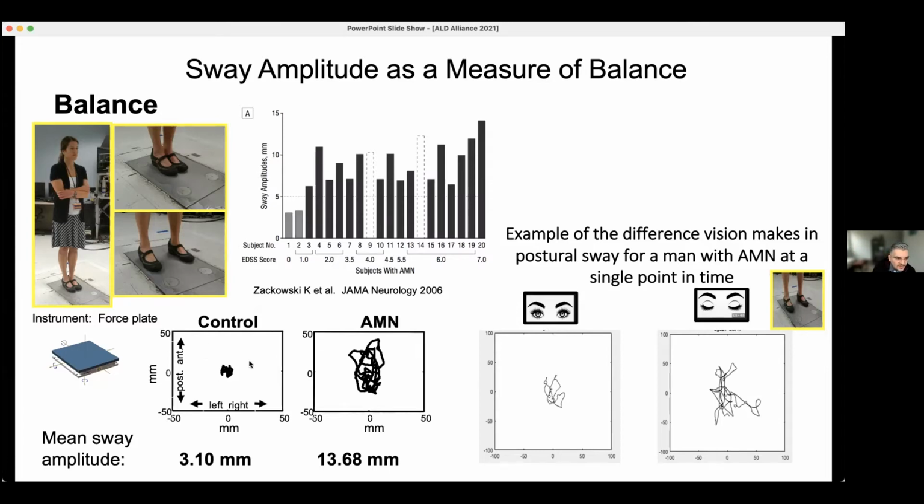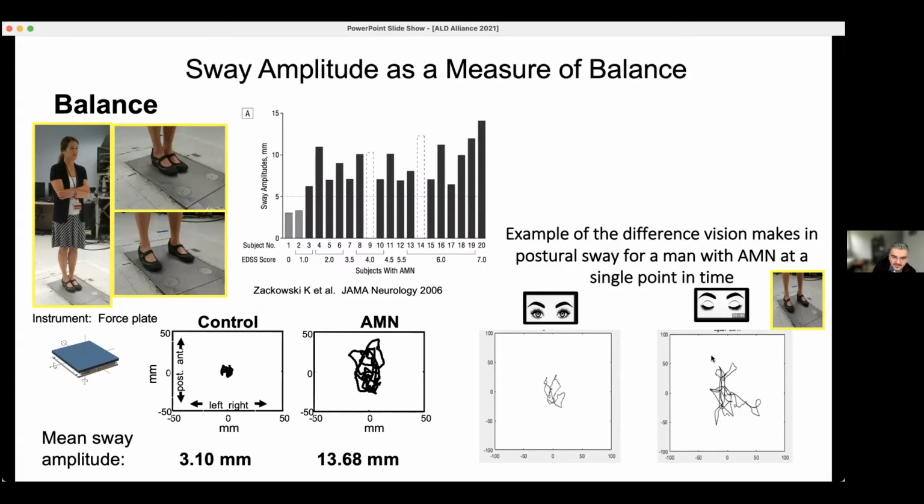And so one of the first observations was made when you stand on this force plate. You basically have a plate here that can measure exactly how much you move. So the slightest motion can be measured by this plate. And you can draw out a line here showing how much you sway, and you can see how that moves in a control. And this is an AMN man. And then we looked at this amplitude in terms of change from the midline, and we see that there is a correlation with the neurologic disability. This was noted back then.